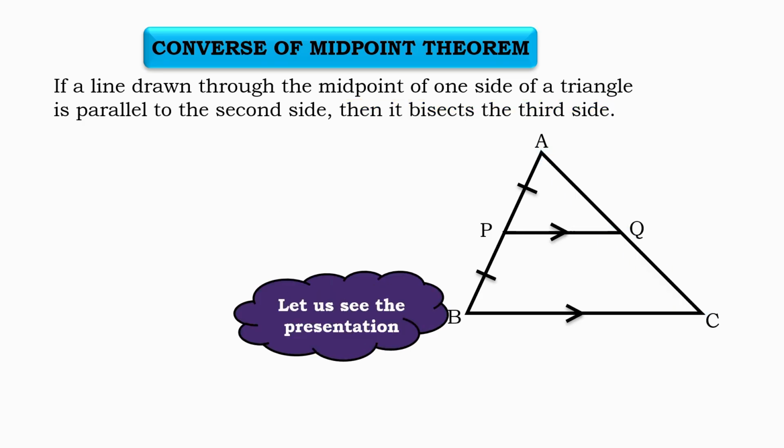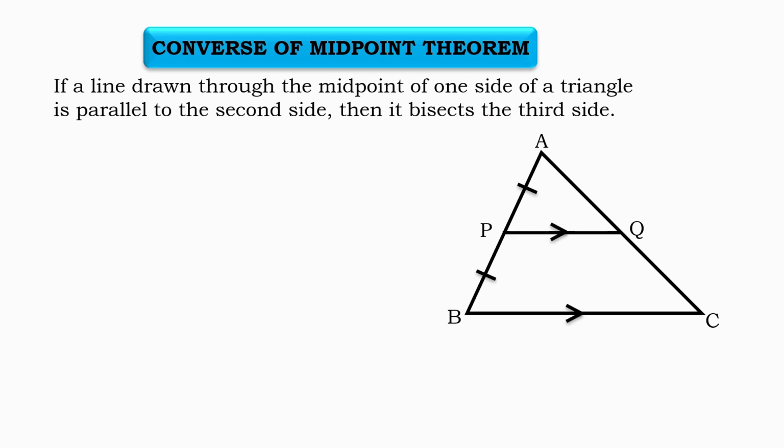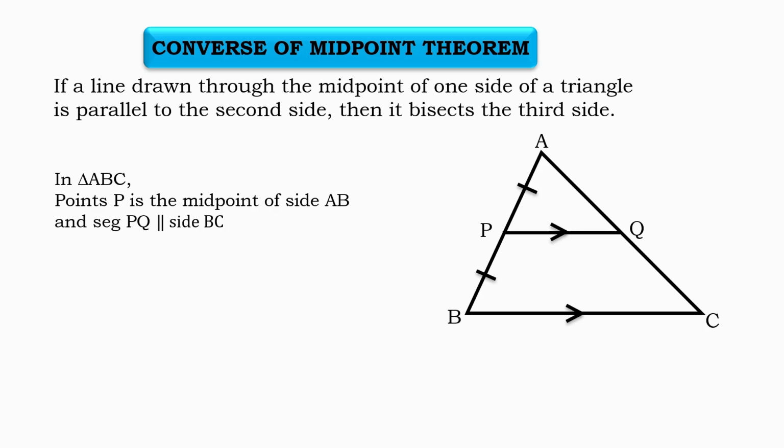So now let us see the presentation with the help of this diagram. In triangle ABC, point P is the midpoint of side AB and segment PQ is parallel to side BC. So point Q is the midpoint of side AC. This is the converse of the midpoint theorem. Okay, hope this is clear.